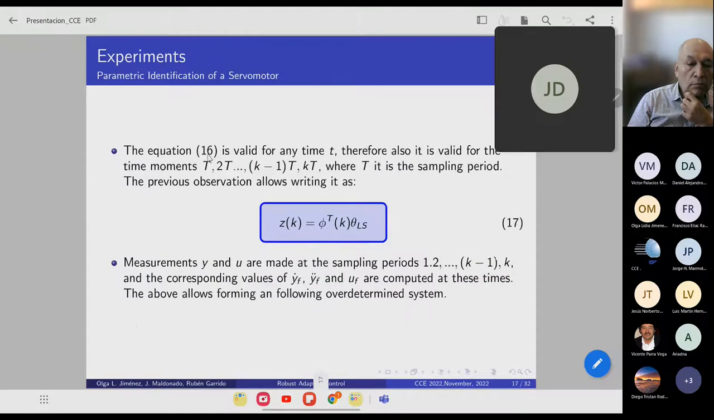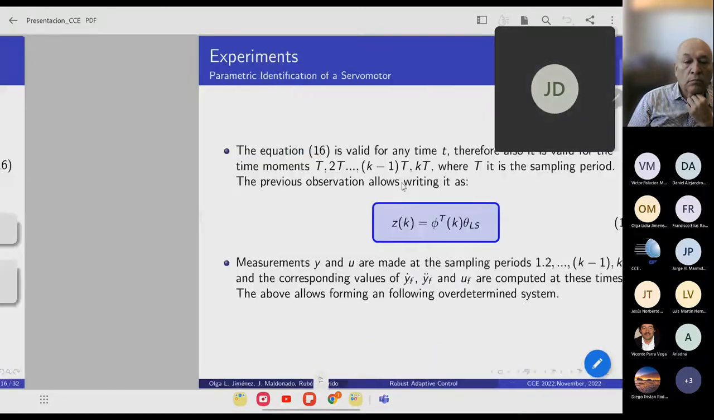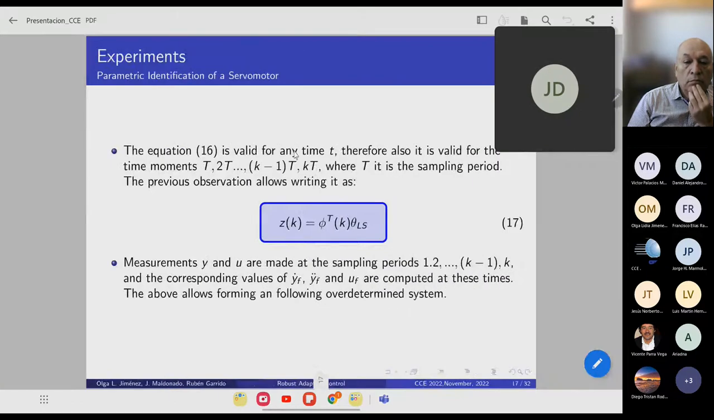The equation in 16 is valid at any time t, therefore it is also valid at any time moment, where capital T is the sample period. Measurements of the position and the control signal are made at the sample periods, as we can see in 1, 2, 3, 4, and the corresponding values of the acceleration and the velocity are computed at these times.